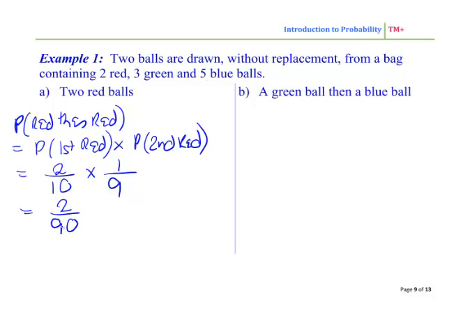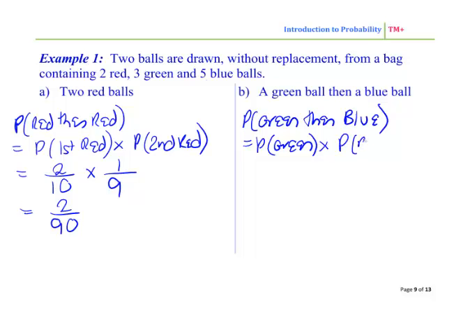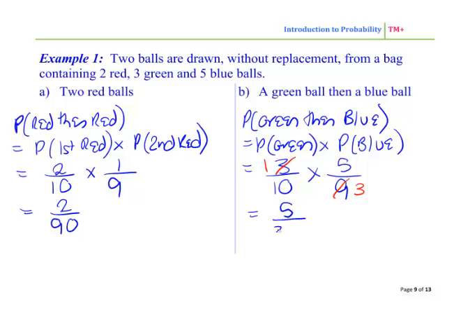Okay, next a green ball and then a blue ball. So here we've got probability of green, then blue. That's going to be the probability of green times the probability of blue. So the probability of getting a green is 3 out of 10 times the probability of blue. Well, there's still 5 blue balls, but we only have 9 left. So we can simplify on the diagonal. So we're going to have 5 over, I can simplify on the other diagonal, can't I? Looking at this diagonal, 5 into 5 is 1, 5 into 10 is 2. So I have 1 times 1 is 1, 2 times 3 is 6, so 1 over 6.